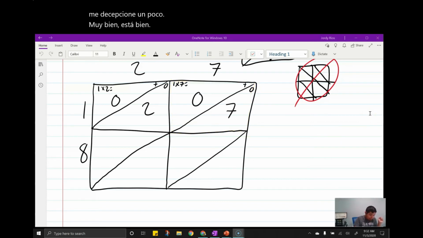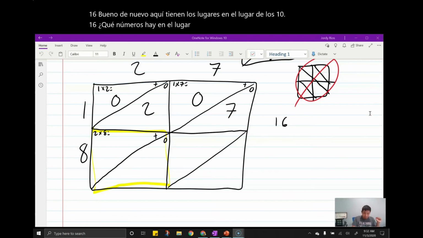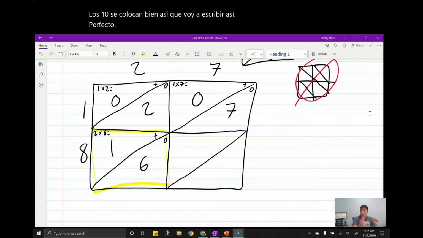Alright, next box. Down here. Okay. What two numbers are they touching? 2 and 8. Good. 2 times 8. What's 2 times 8? 16. Good. Again, here I have the ones place and the tens place. 16. What number is in the ones place value? Good. The 6. And what place is the 1 in? Tens place. Good. So I'm going to write it like this. Perfect. Make sure you copy down everything, okay?